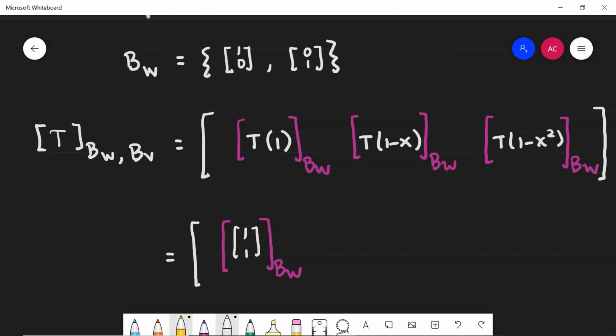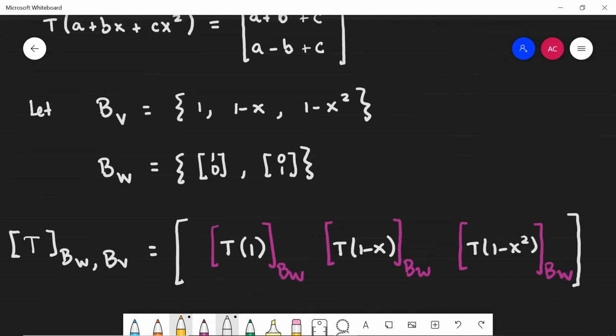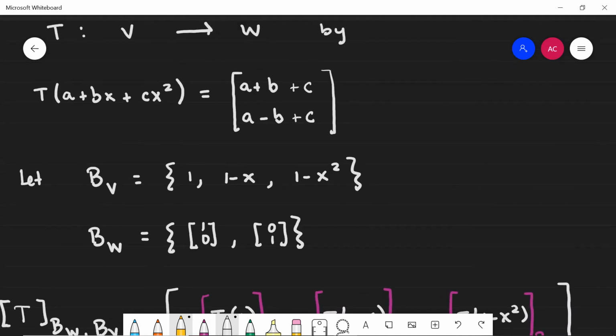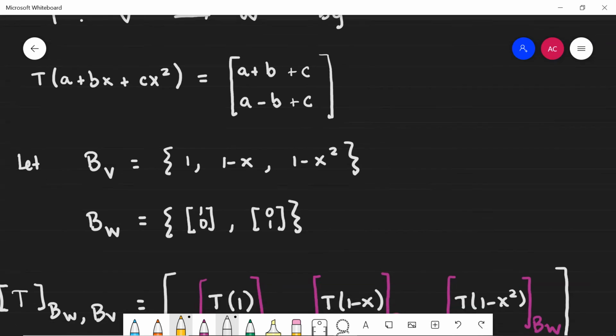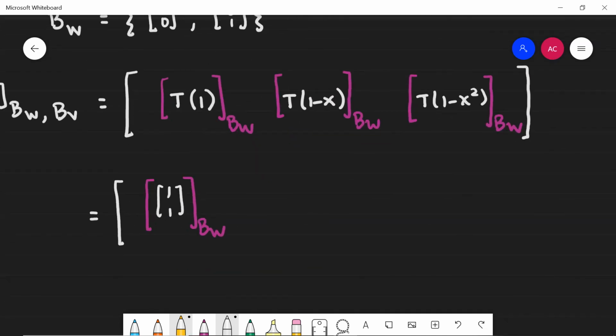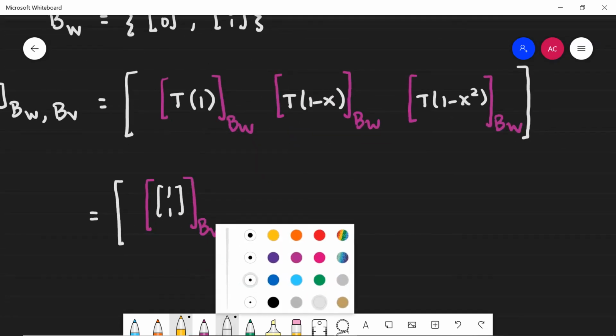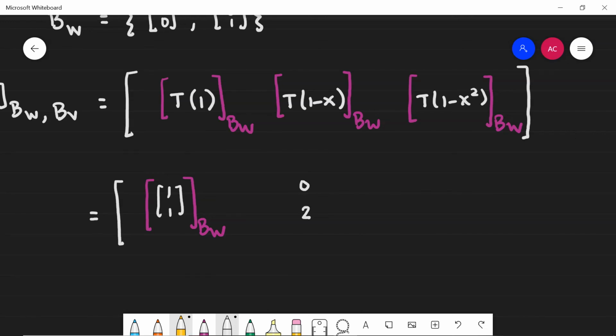Now, T applied to 1 minus x: in this instance, C is 0, A is 1, and B is negative 1. So it looks like I get 0, and then I get 2. So I have the vector 0, 2. But once again, you have to emphasize that you have to look at this vector with respect to the standard basis.